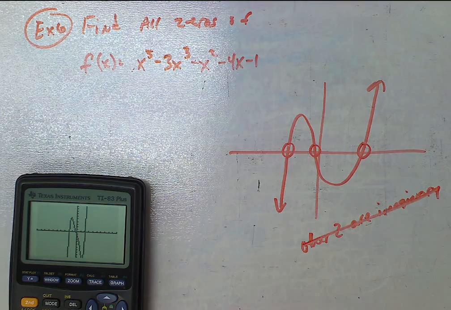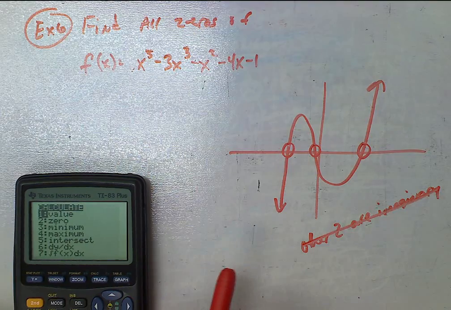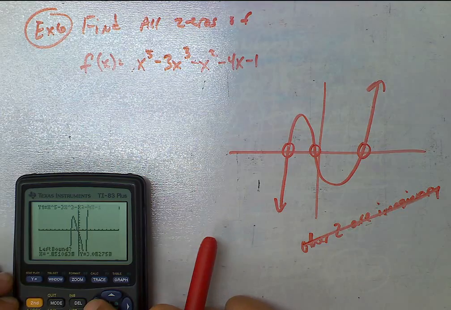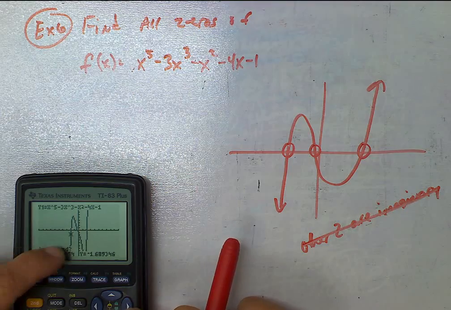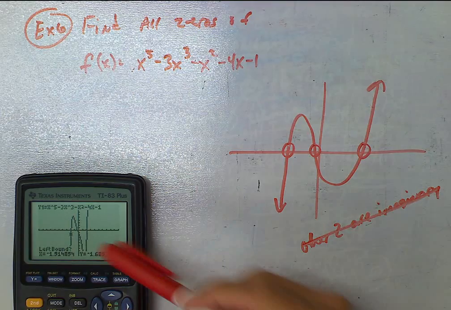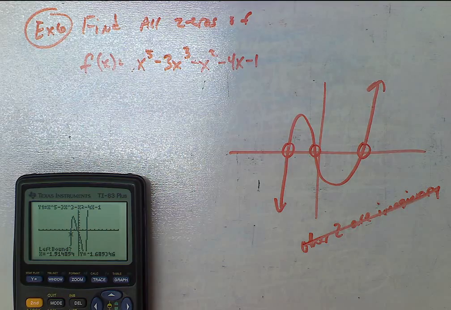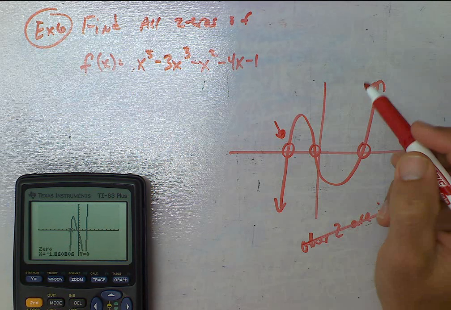So to do that, second trace, 0, choice 2, hit enter. I'm going to go ahead and start with the 0 on the left, flashy thingy. Because the graph goes up to the right, I have to have flashy thingy below the line, hit enter. Now flashy thingy above the line, hit enter a third time. And it turns out this 0 is negative 1.86.